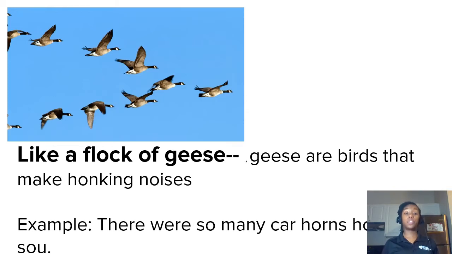Like a flock of geese. Again, that is another expression. Geese are birds that make honking noises. For example, I would say there were so many car horns honking like a flock of geese.